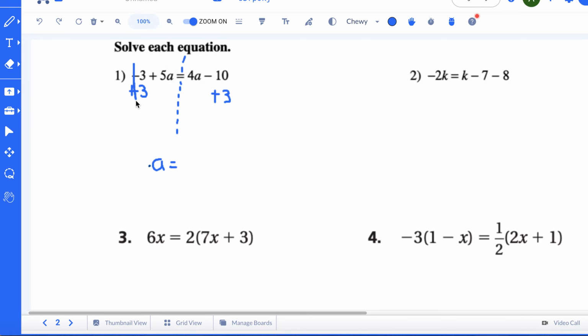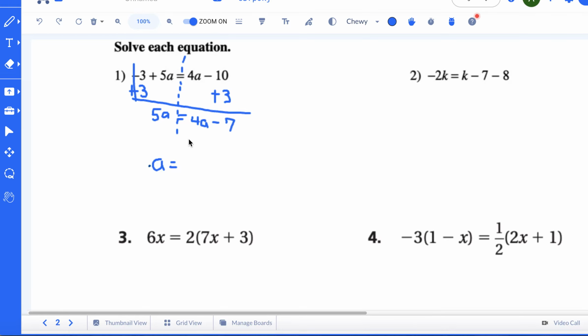Okay, so now this cancels. What do I have left? I have 5a on the left hand side, the equal sign in between, and then I have 4a here, and negative 10 plus 3 is negative 7. Now remember I told you we need to put the variables together. We already moved the negative 3 to the other side with the negative 10. Now I need to move this 4a to the other side, and I'm going to do the same thing.